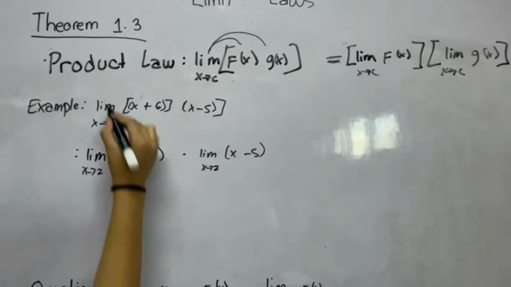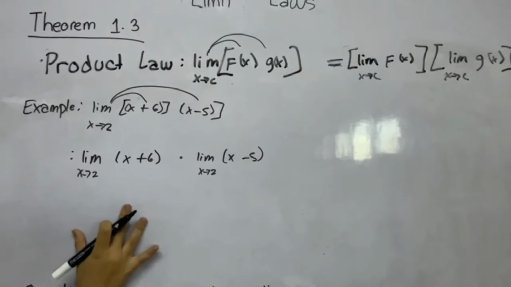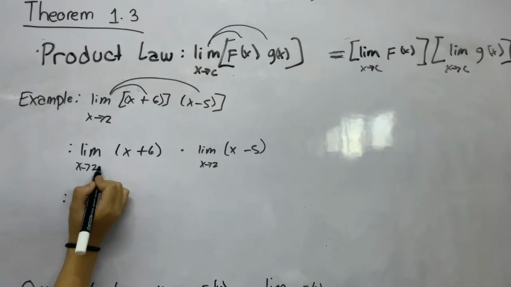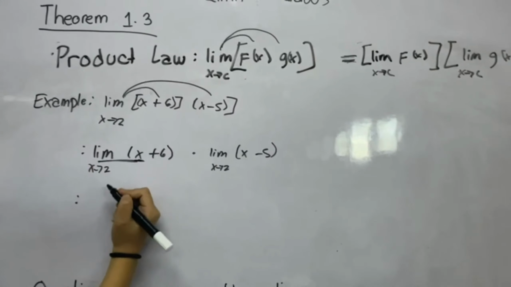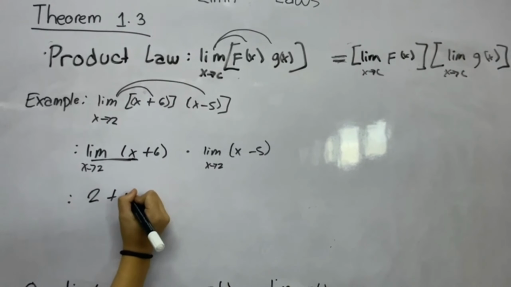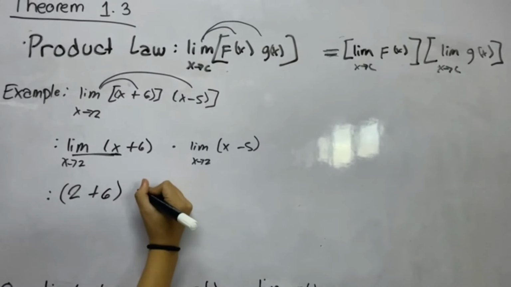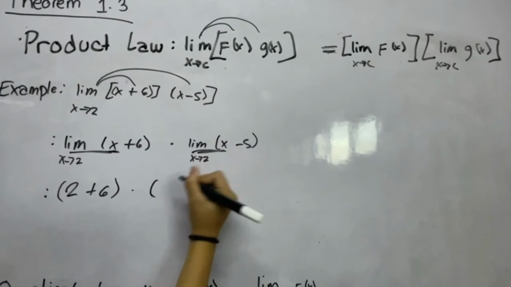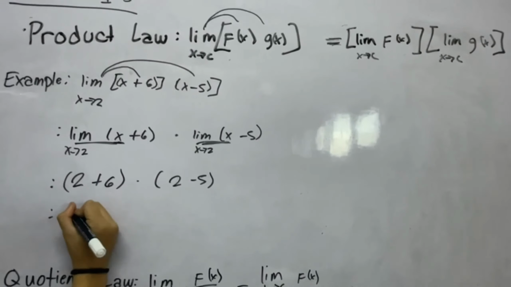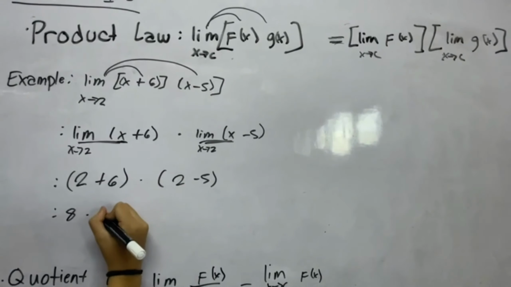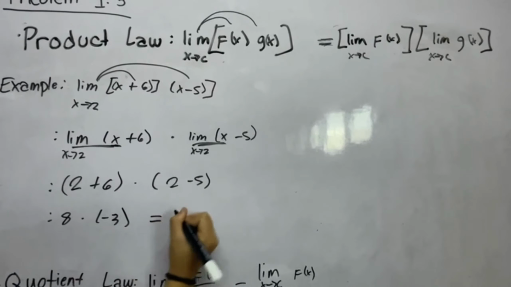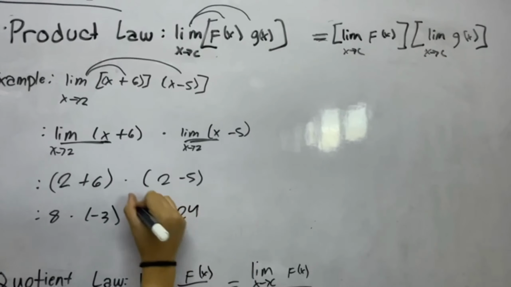Again, you simply distribute the limit into each term. The next step is to change the variable x into the value x is approaching, which is 2, and copy the constant 6. And same with the second term. 2 plus 6 is 8 times 2 minus 5 is -3. And that would be 8 times -3 is -24. That gives you your answer.